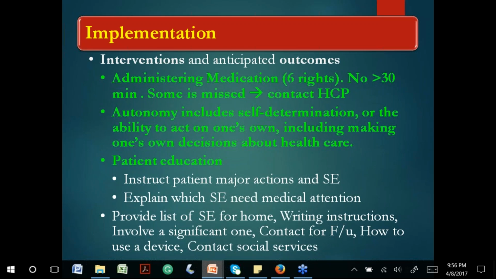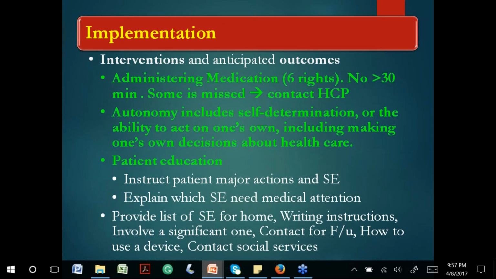Implementation or interventions, right? First, administer medication, the six rights, okay? Not more than 30 minutes from the indicated time. If a dose is missed, you need to contact the healthcare provider as soon as possible. Autonomy includes self-determination, so the patient needs to learn. And remember that one of the components of implementation is patient education, in order to prevent non-adherence of the patient, right? So provide written instructions to the patient.